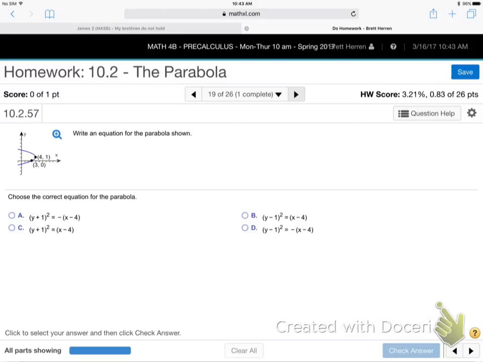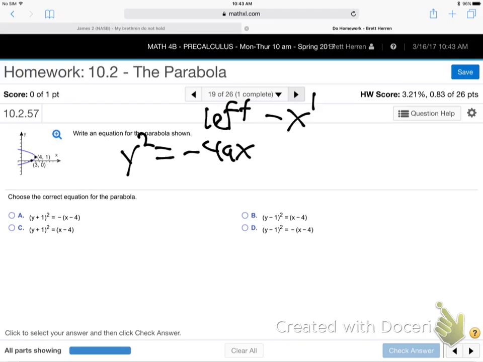So, all right, this is a parabola going to the left. So right off the bat, you've got to be able to say negative 4a x, because it's going left. Negative x to the first power, right? So that's the general form. You just got to be able to bang right out that general form. These take practice. This is one of the harder sections, probably one of the hardest. You got to practice, practice, practice.